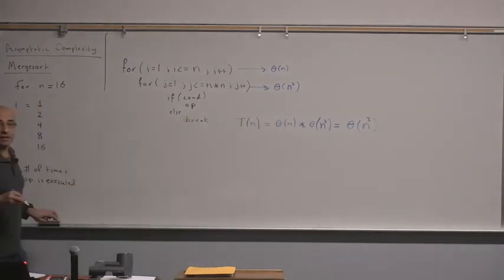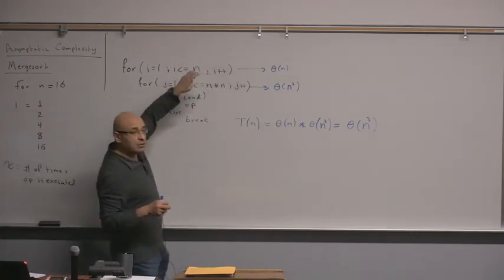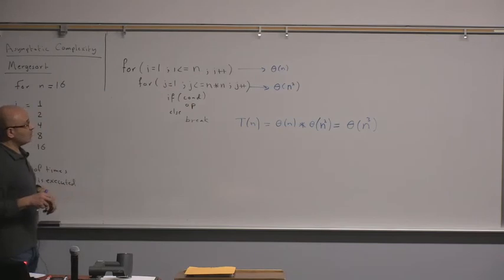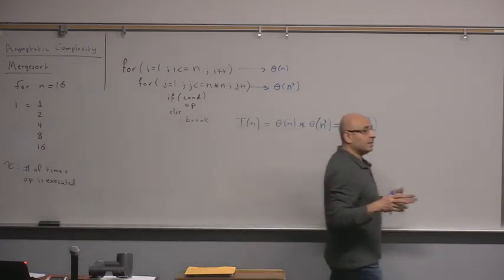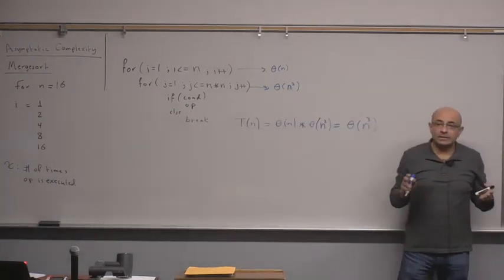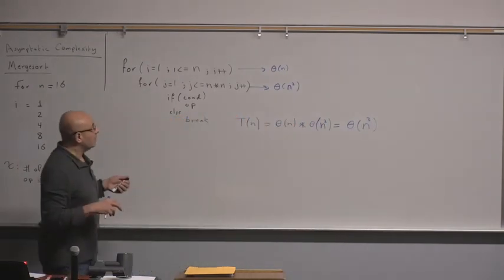Okay, so if one of the loops has more than n iterations, then we may end up with n cubed. So it's not true that every doubly nested loop has an n squared running time.